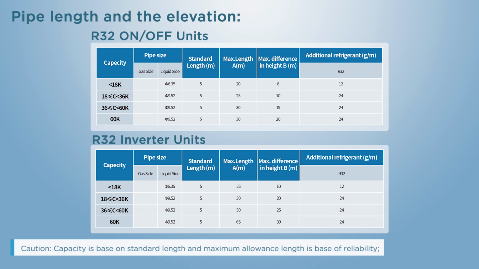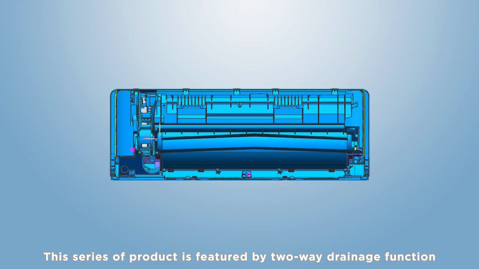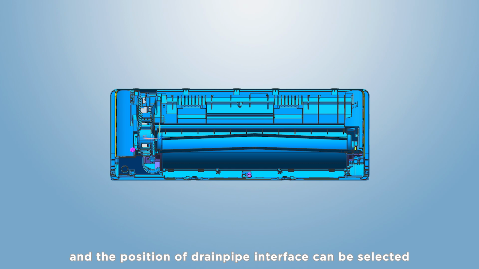Pipe length and the elevation. Caution: capacity is based on standard length, and maximum allowable length is based on reliability. Connection of drain pipe. This series of product is featured by a two-way drainage function, and the position of the drain pipe interface can be selected according to installation position.